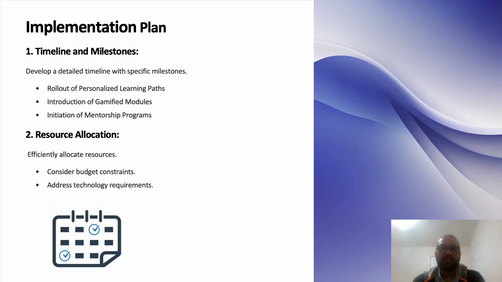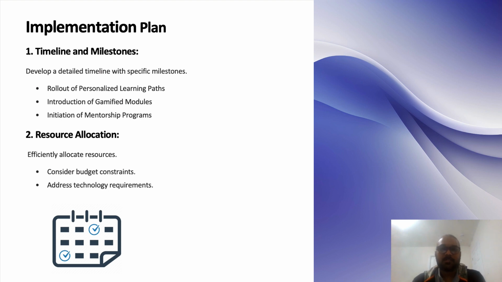Now, let's discuss the implementation steps we will take. Developing a detailed timeline and specific milestones is crucial for success. These milestones ensure a structured and effective implementation of the plan. To dive deeper into our plan, let's examine the timeline and milestones. Having a clear roadmap is essential for success.